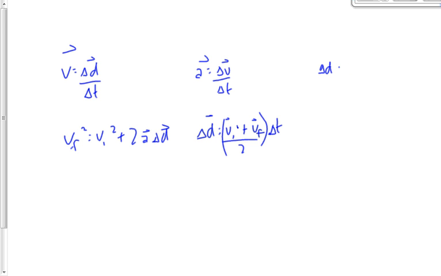We've got d equals vit plus 1 half at squared. And finally, we've got d equals vft minus 1 half at squared. Now, they don't necessarily appear on your data sheet in exactly this order. I can't remember the order that they appear. It doesn't matter. The basic layout of our data sheet is the same.